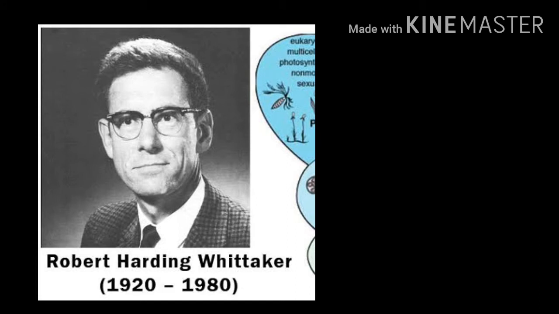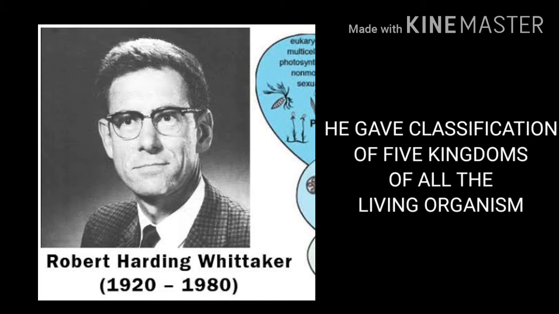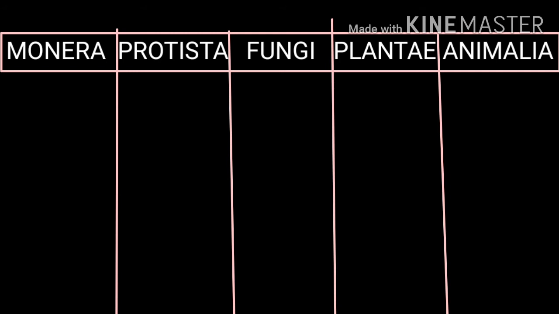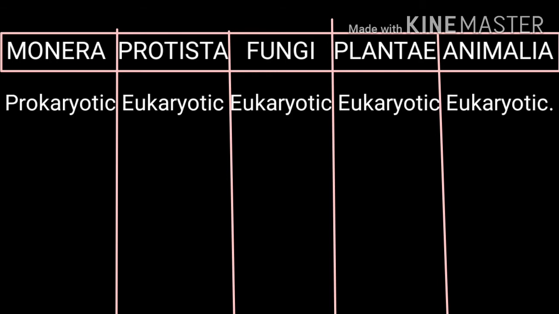In 1969, Whittaker gave this classification, and he included all the living beings under this classification. He classified the living beings on the basis of some characteristics, like whether they are prokaryotes or eukaryotes, unicellular or multicellular, heterotrophs or autotrophs. Now we understand these kingdoms a little bit here one by one, and we will discuss them later in detail.